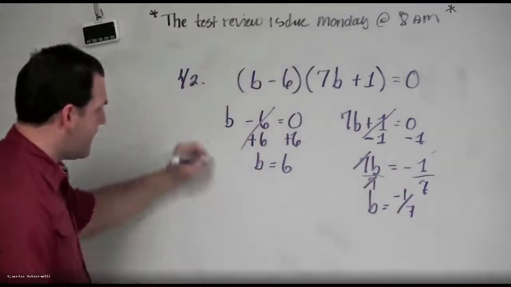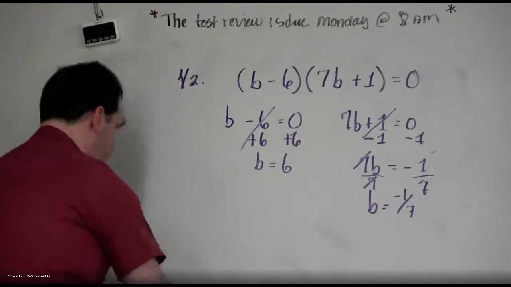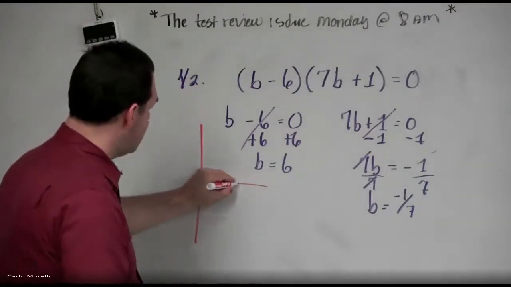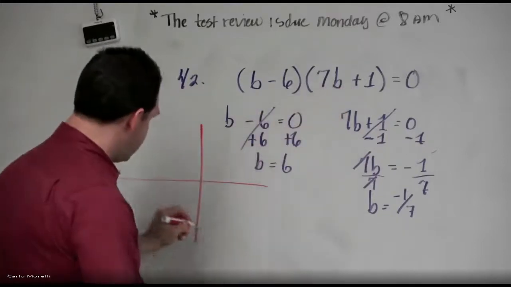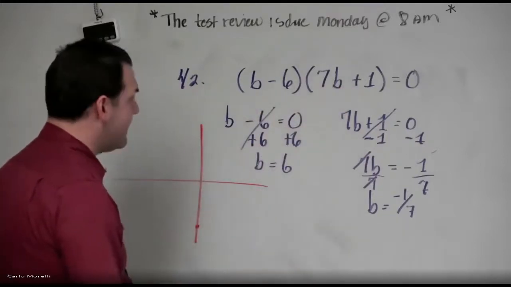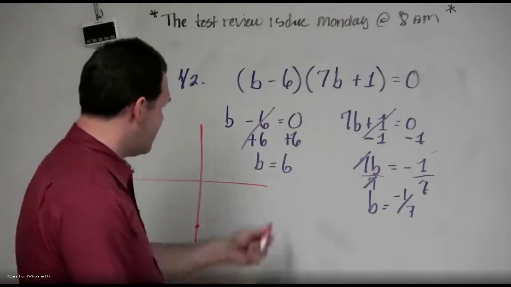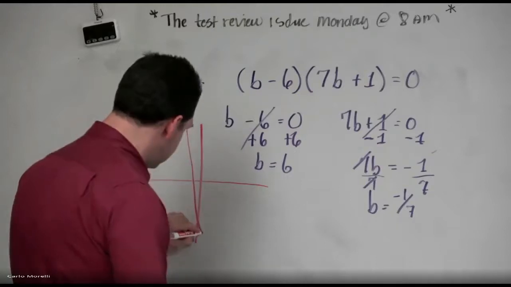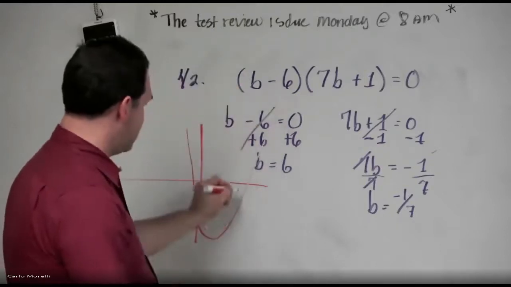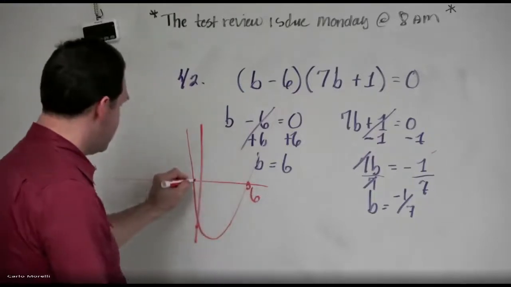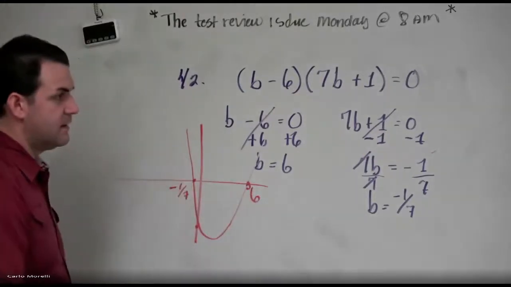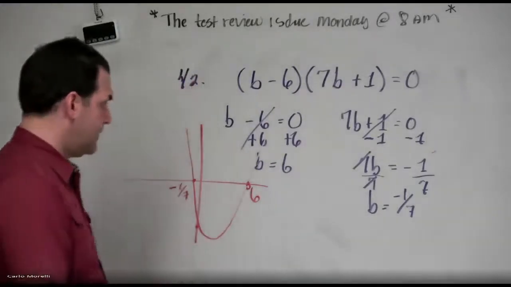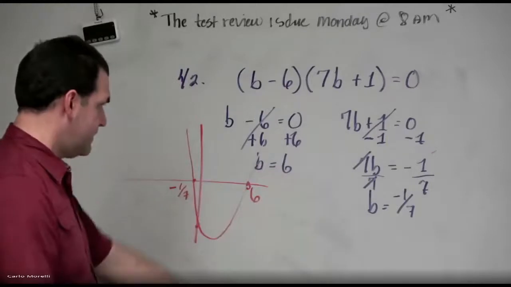So this graph, were we to draw it, will cross the y-axis at -6, and it will cross the x-axis at 6 and -1/7. So something like that. Okay, so where this is 6 and this is -1/7. See that? That's how it would look if graphed. But you're really only caring about the 6 and the -1/7 there.